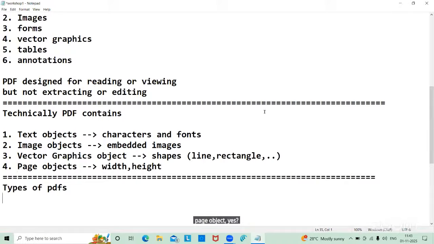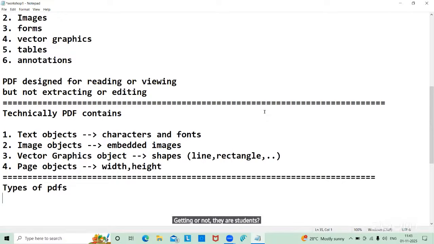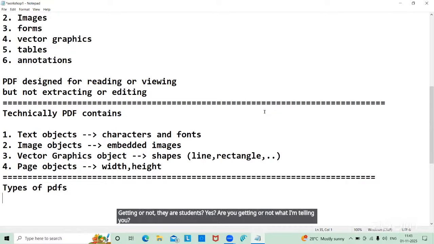All these are put in which objects? Page objects. So a page has headers, footers. All these are the properties of which one? Page object. Are you getting what I'm telling you, dear students?